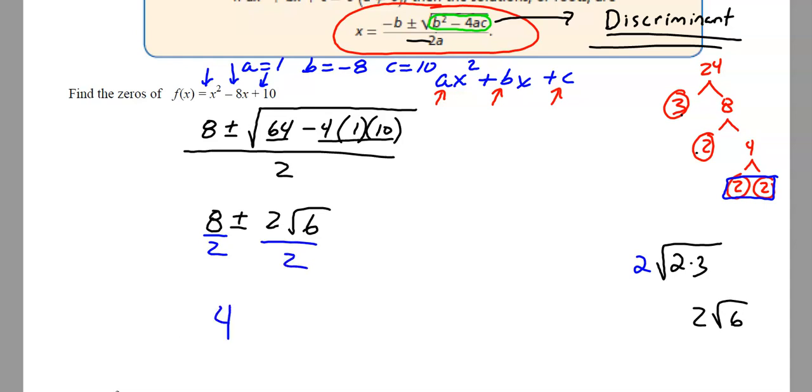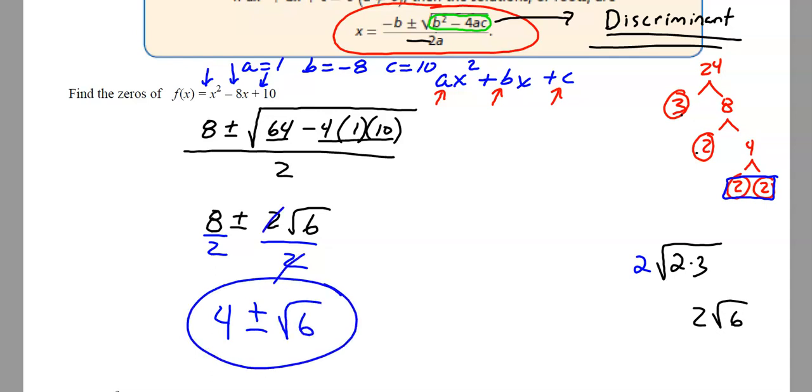8 divided by 2 is 4, plus or minus. These 2's cancel. So the exact answer to this problem, the 2 zeros, are 4 plus radical 6 and 4 minus radical 6. If you need an approximate answer, you go 4 plus radical 6, put that in your calculator, then 4 take away radical 6. I can't do this in my head, so I'm going to have to cheat real quick.